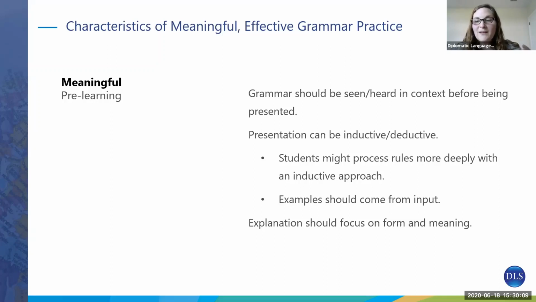So whatever authentic task or conversation that you presented at the beginning, all of the grammar examples should come from that, and they should be connected. And then your explanation should not only focus on the form, but also how it's used and what it means. Okay, so giving that student that application to say, not just this is how you form the passive voice in my language, but this is how you form it, and this is why it's used and when it's used.